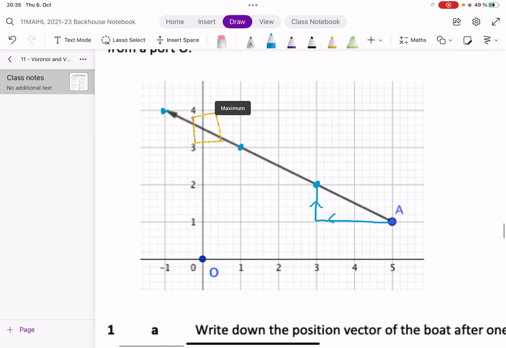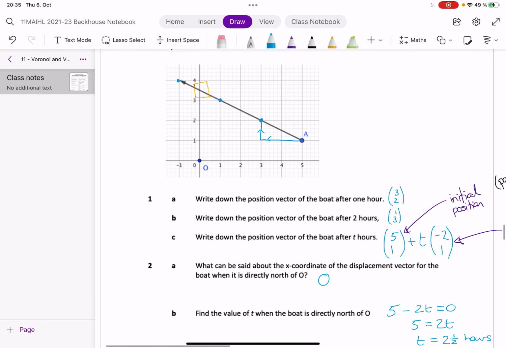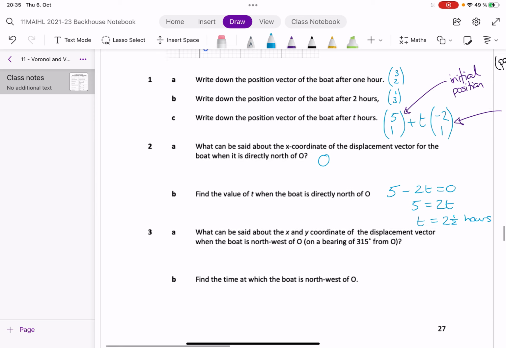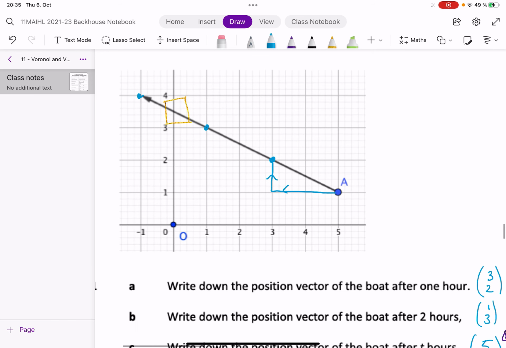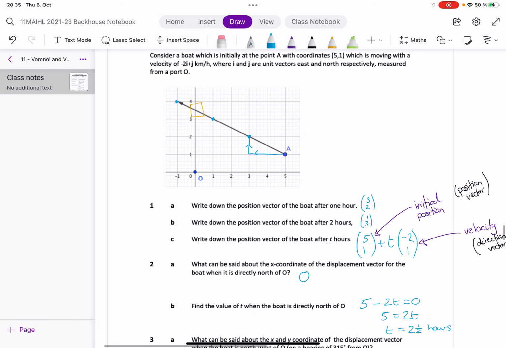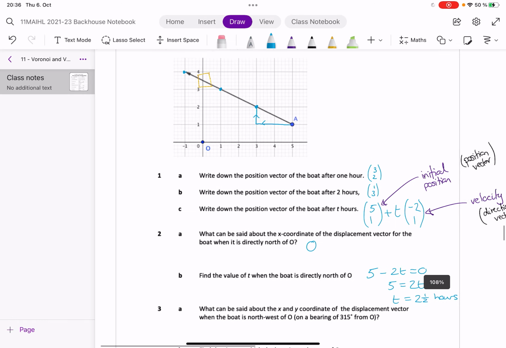Okay, so in 2.5 hours, the boat will be in a position that's directly north of the port. A slightly trickier question. Of course, we can't see when it's directly east or west of the port because it's starting at A. So we can't extend this line back the other way unless we're told that it had been travelling this way for some time. And obviously we're not going to be able to see when it's south of the port. It's not going to reach that point.